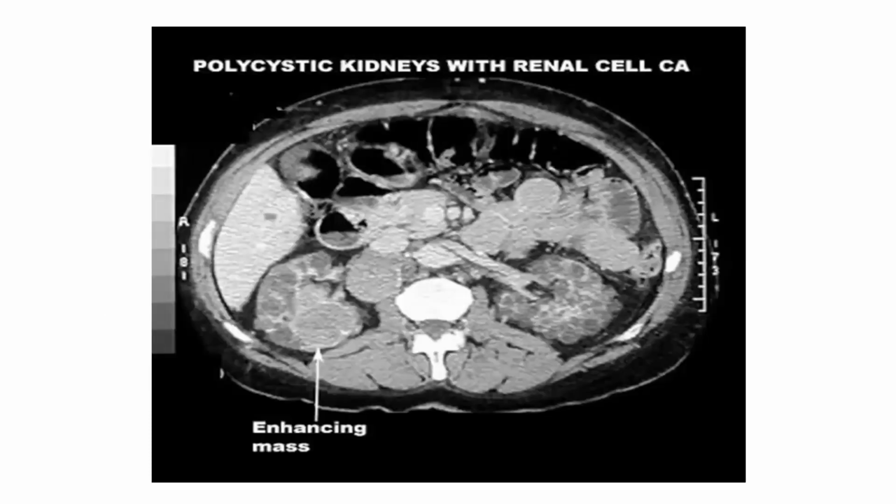This is a polycystic kidney with renal cell carcinoma. There are different cysts of varying size, but this cyst is showing an enhancing mass, which is most probably a renal cell carcinoma.